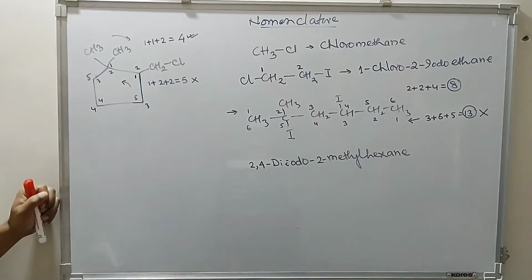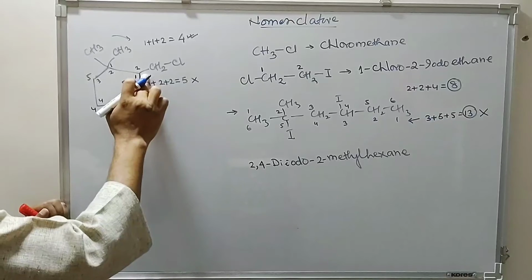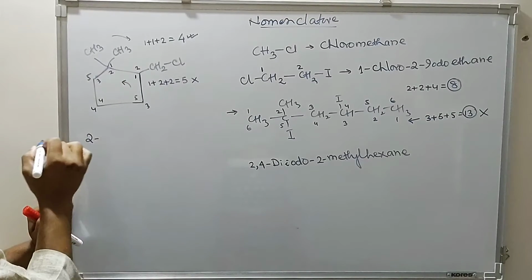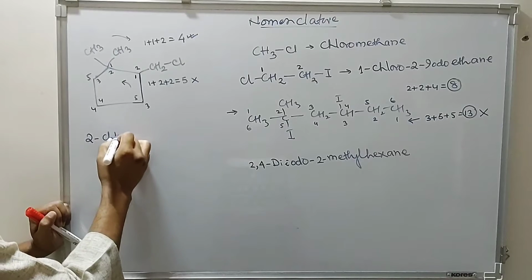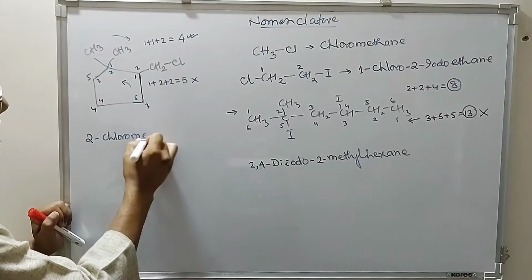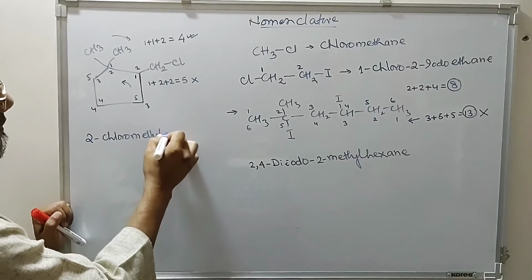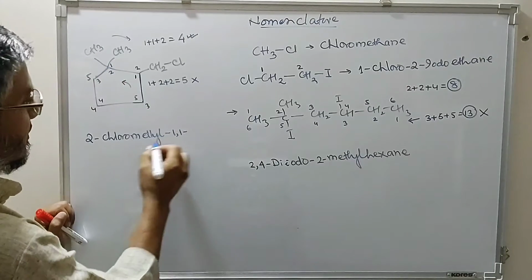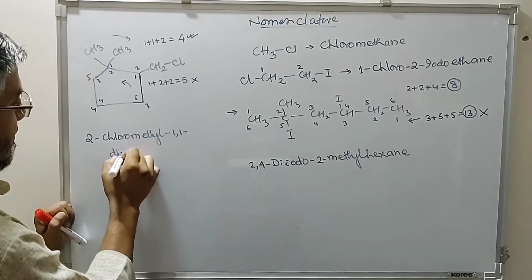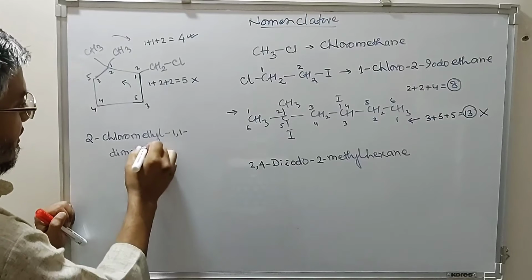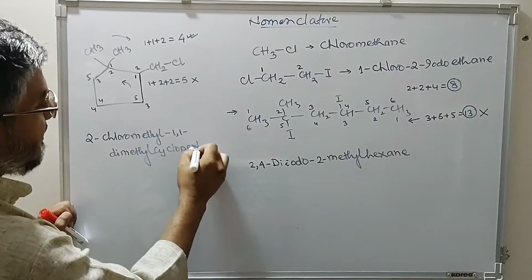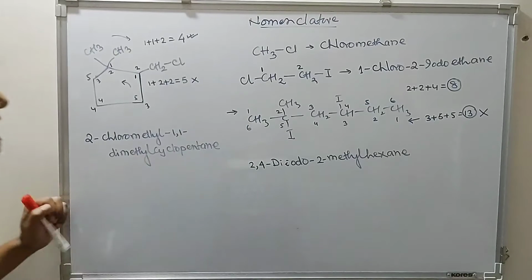So starting with this, look at this. At carbon number 2 we have chloromethyl, and at carbon 1 we have dimethyl. So the name is 2-chloromethyl-1,1-dimethylcyclopentane. So this is how we name halogen substituted alkanes.